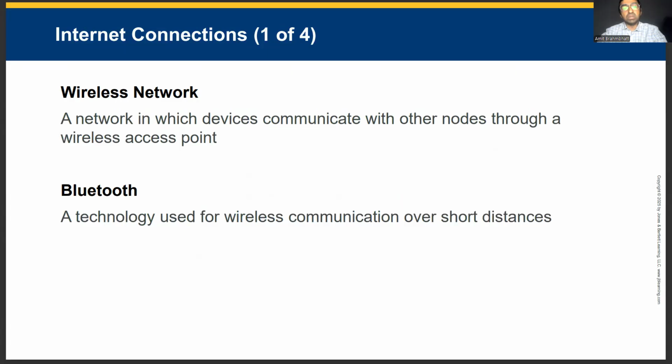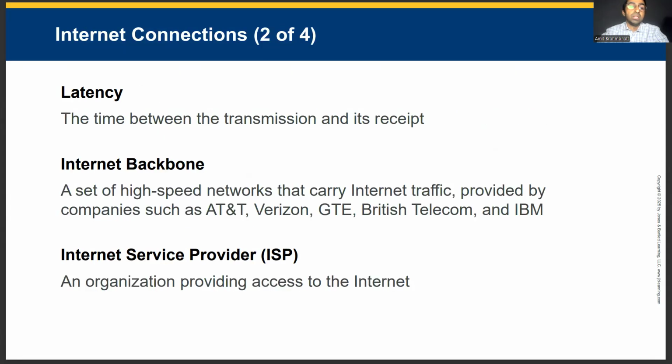A wireless network communicates through a wireless access point using radio signals. Bluetooth is another wireless technology designed for short-range communication, such as connecting headphones, keyboards, and smart devices without cables. Latency measures the delay between sending and receiving data, which affects responsiveness.